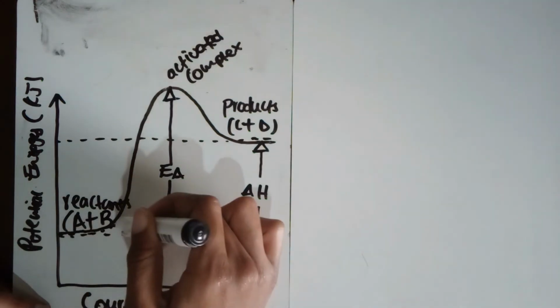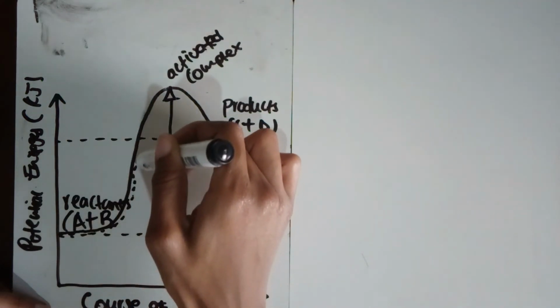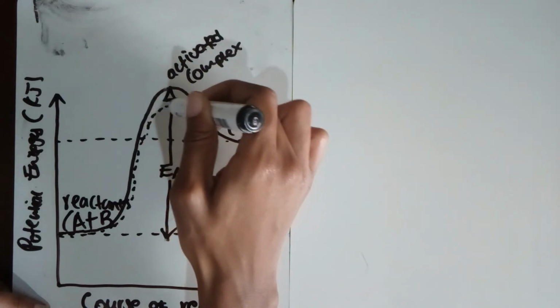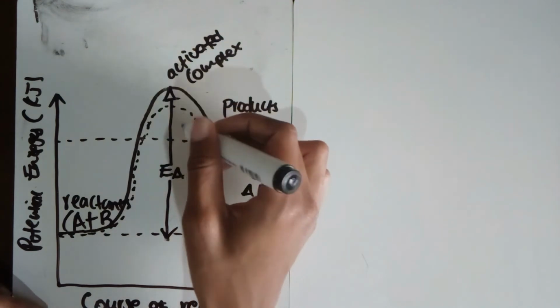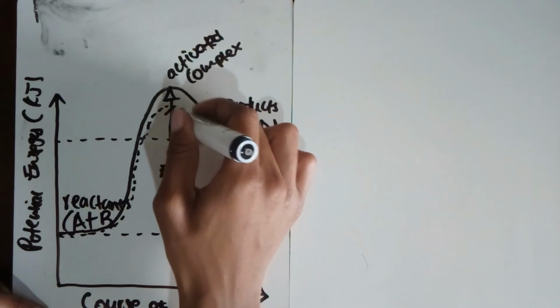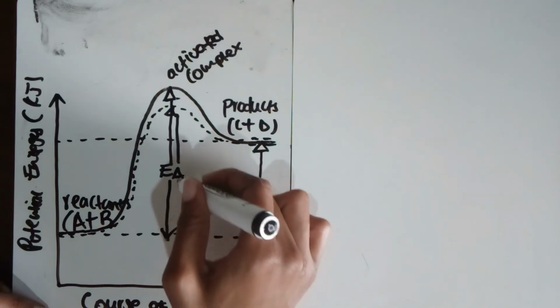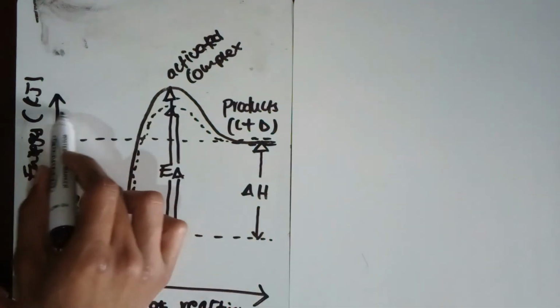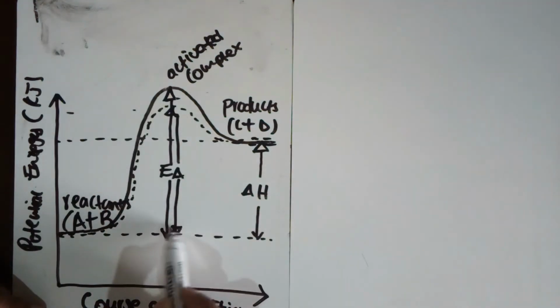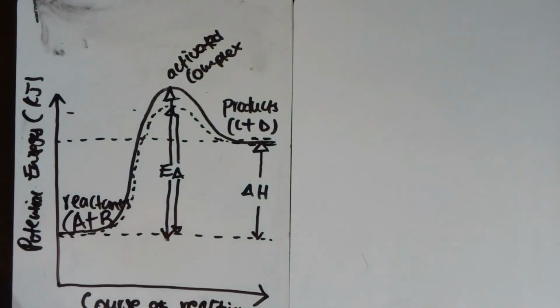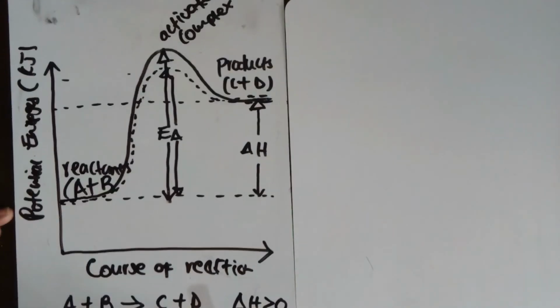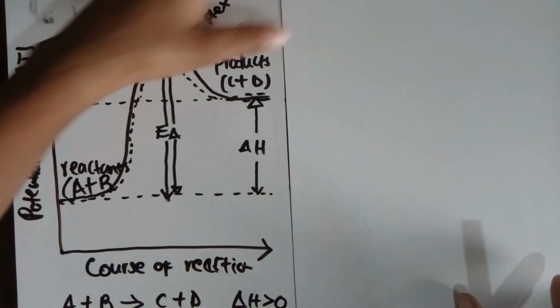I'm just going to draw the dotted line there to show that now our activation energy has actually been decreased. Our activation energy is now from there at the top to there. So we have essentially reduced the minimum energy required for this chemical reaction to proceed, right? So you must be able to draw this type of graph.